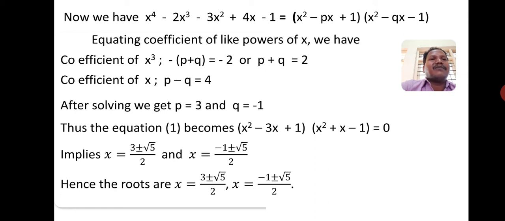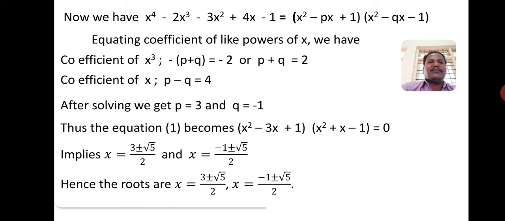Now if I equate these two quadratics' product to the biquadratic equation, equating coefficients of like powers of x, we look at the coefficient of x cube on the LHS and RHS, that is minus of p plus q equals minus 2, minus will be cancelled, therefore p plus q equals 2. Next the coefficient of x, that is p minus q equals 4. After solving p plus q equals 2 and p minus q equals 4, we get p equals 3 and q equals minus 1.